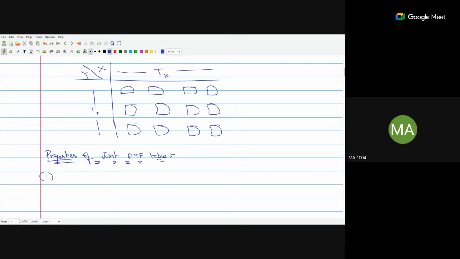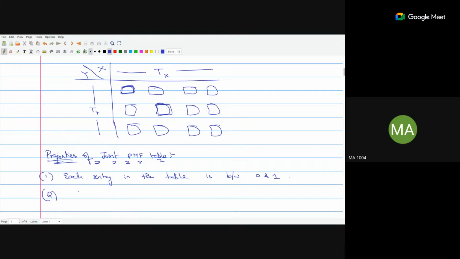So the first property is that each entry in the table is between 0 and 1. Whatever the entry, the first row first column entry, the second row second column entry, every entry in the table must be between 0 and 1, inclusive. So it can be 0 or 1 also.